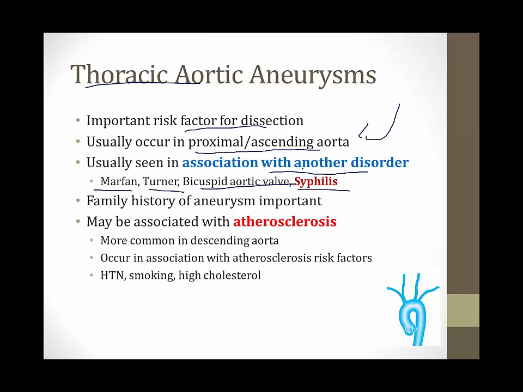And I've bolded syphilis because, like I told you before, decades ago this was far and away the most common cause. New and emerging data says that family history of aneurysm is very important. There are likely genetic factors that predispose to development of these aneurysms.